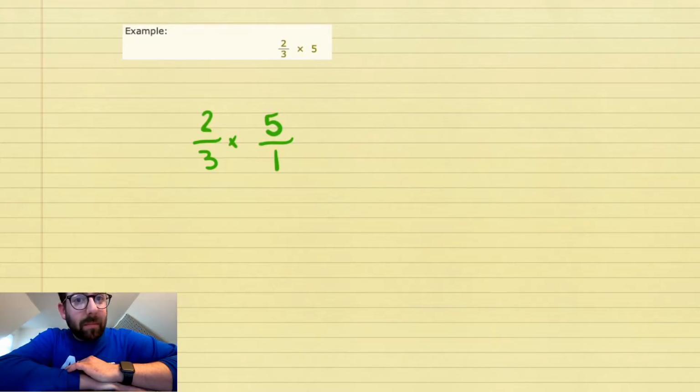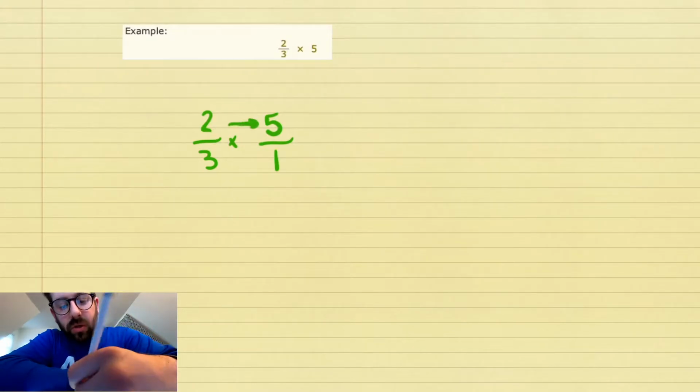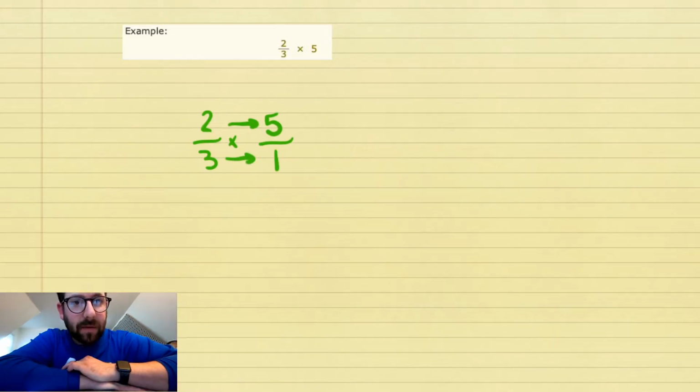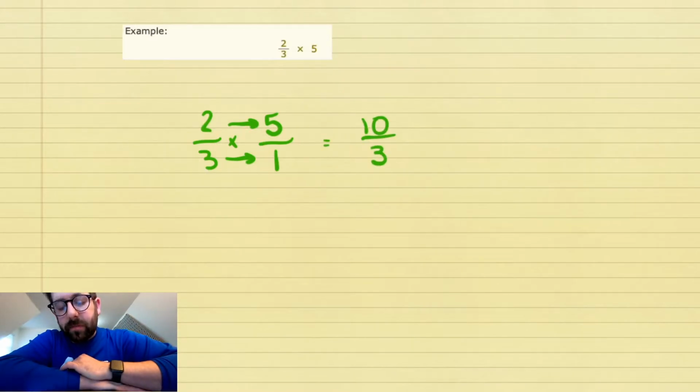Now, to do this, multiplying is one of the easiest things. It's actually easier than adding and subtracting. You just multiply straight across. You don't have to make the same denominator. You don't have to do any of that. So it's a lot easier. So if I multiply straight across, I get 10/3. And it's technically the answer.